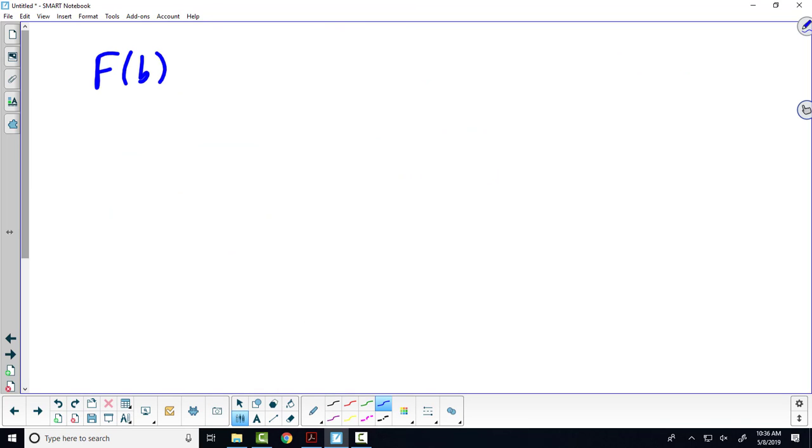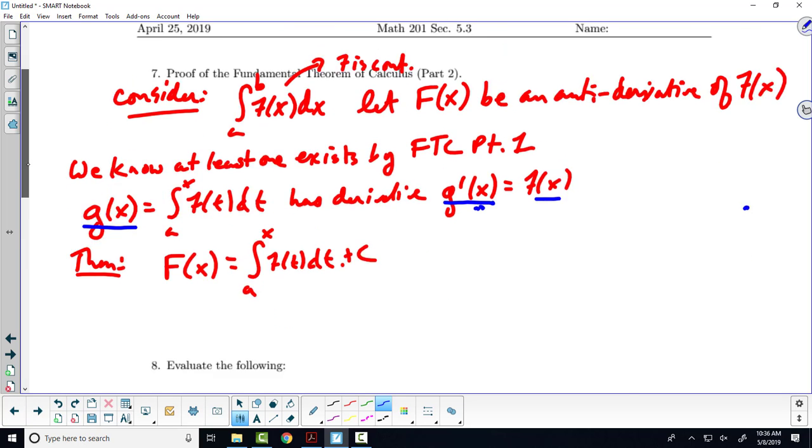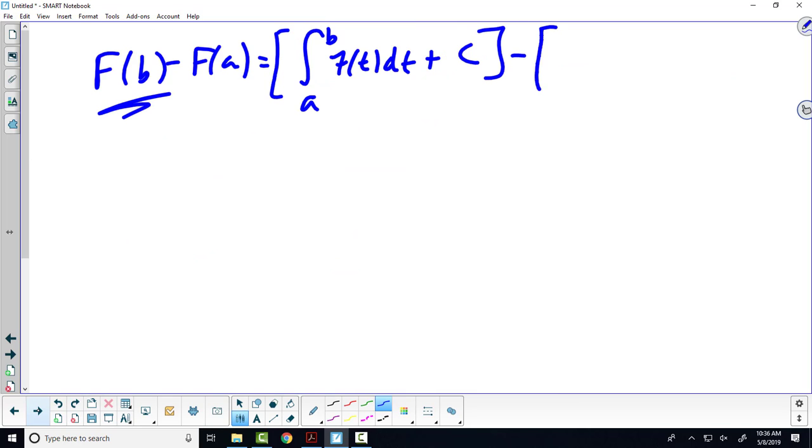So F of b minus F of a is equal to the integral from a to b of f of t dt plus c, right? Because we said, what did we say capital F of x was? We said capital F of x is just that function, and so if I put a b here, then I put a b here, right? Minus, what is capital F of a? It would be the integral from a to a of f of t dt plus c.